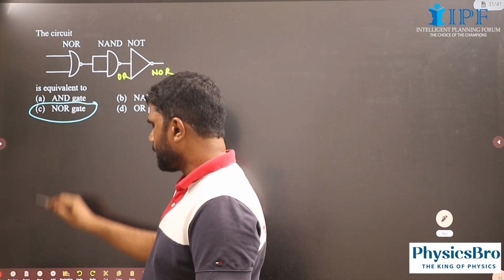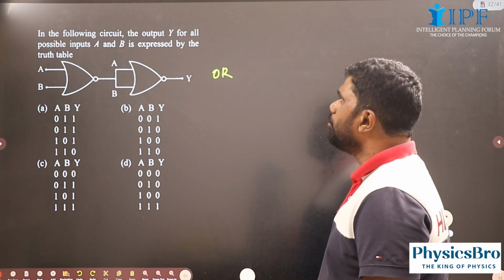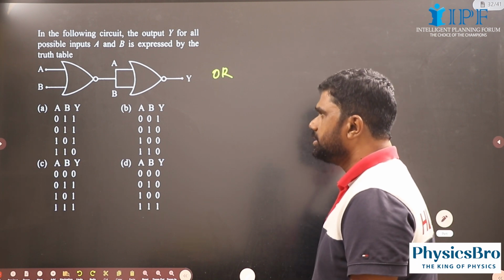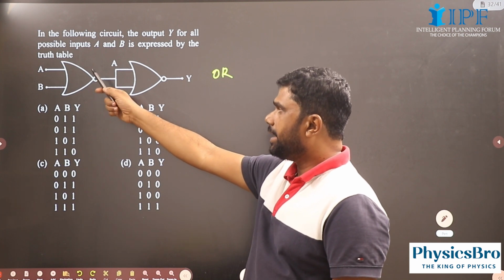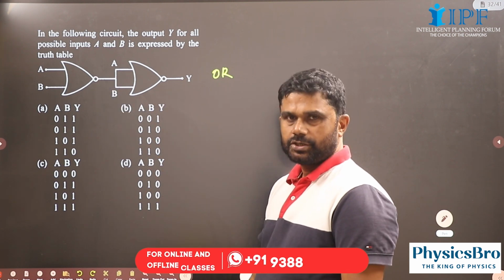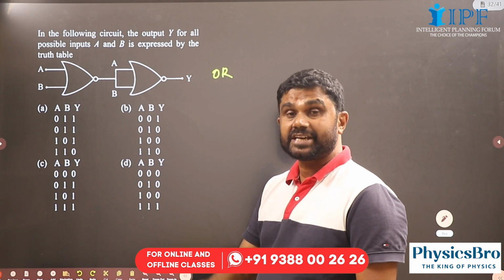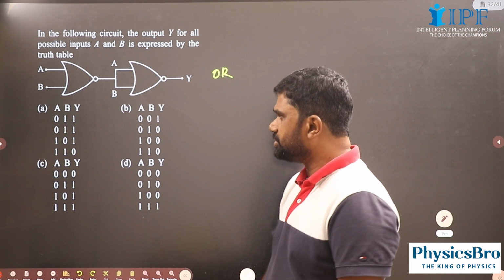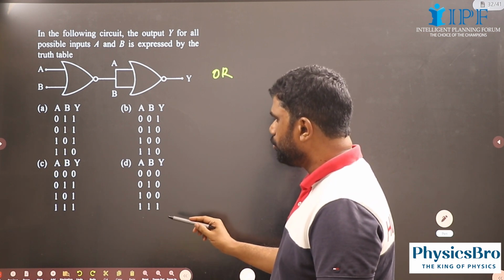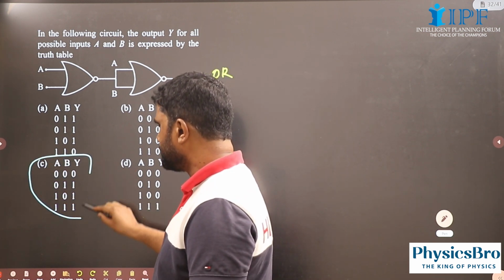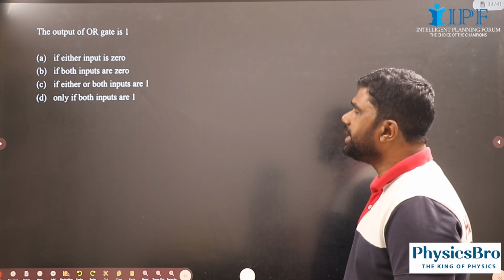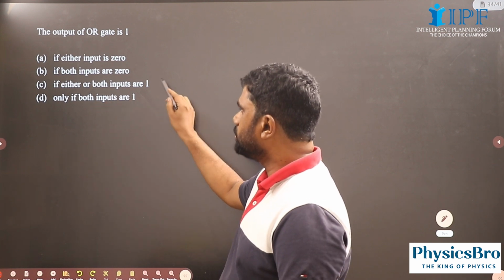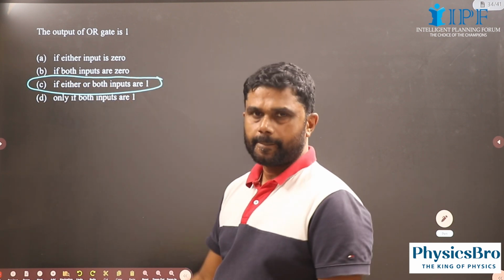This one, NOR. In the following circuit, the output Y for all possible inputs A and B is expressed by the truth table. This is an OR gate, and this is an inverter. So this combination acts as an OR gate, and output will be 0 only when both the inputs are zeros. Means this must be the correct option. The output of OR gate is 1 if either or both inputs are 1.